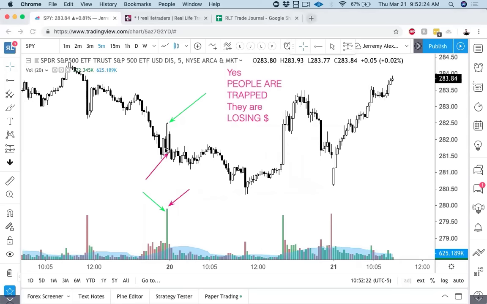So my entry bearish would have been get in at the low of that candle, and my stop would have been above the high of that candle. And I based that decision off of two things: volume and the fact that it closed below that candle, trapping people. And that would have been a pretty decent trade on the SPY.